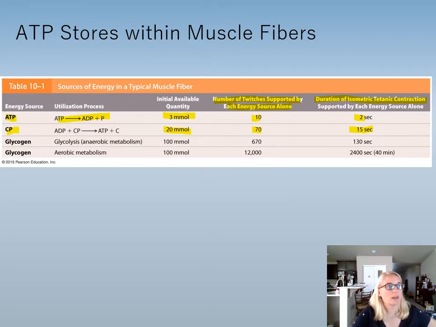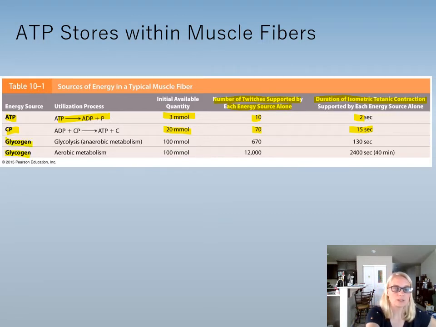So between direct raw ATP or ATP produced by the breakdown of creatine phosphate, we have less than 20 seconds worth of tetanic contractions, 80 twitches, which isn't going to do very much for us. So where do we get most of our ATP from?